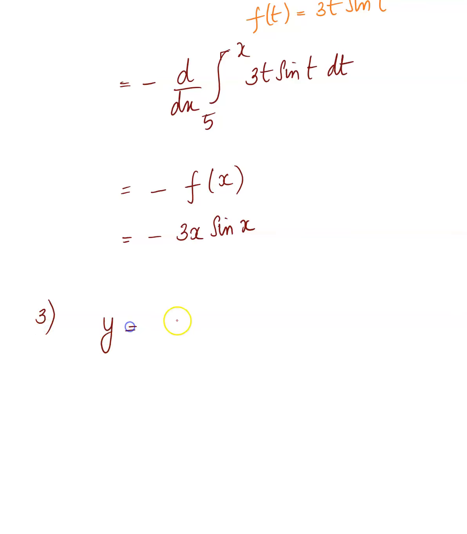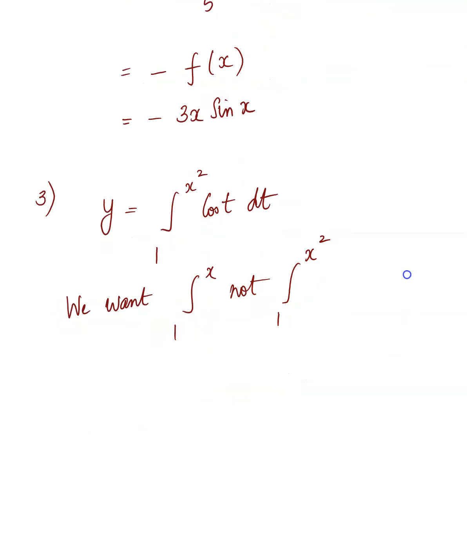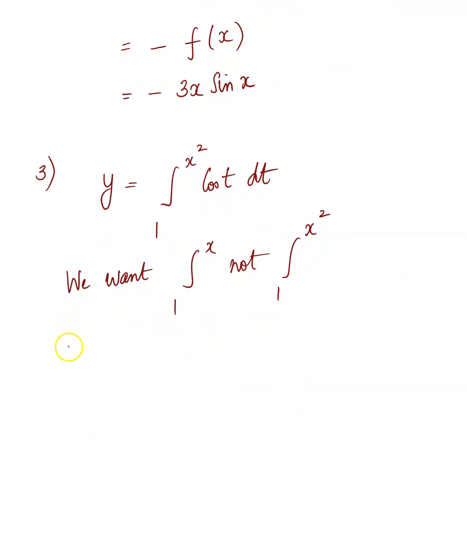The third problem is y equals the integral from 1 to x squared of cosine t dt. We could work the same way if it was 1 to x, but here the problem is giving us 1 to x squared. So we want the integral from 1 to x, not 1 to x squared. When a problem doesn't match the format, we have to use substitution. So let u be equal to x squared.